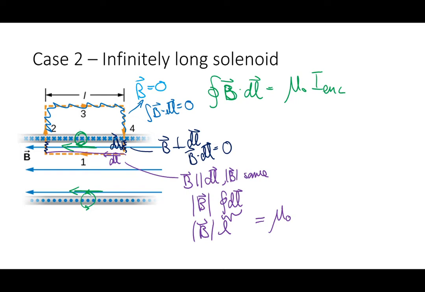So then, now we have the I enclosed. How many wires are we enclosing? It's not just the one wire because there's a whole bunch of different wires here. So it's the current through each loop of the solenoid multiplied by the number that's enclosed.